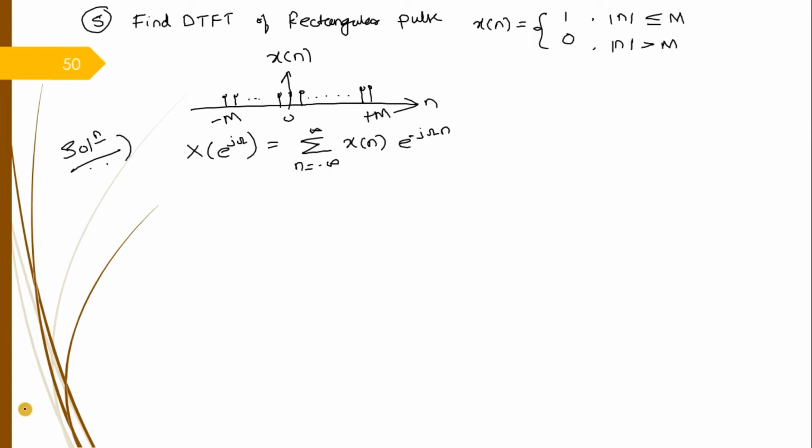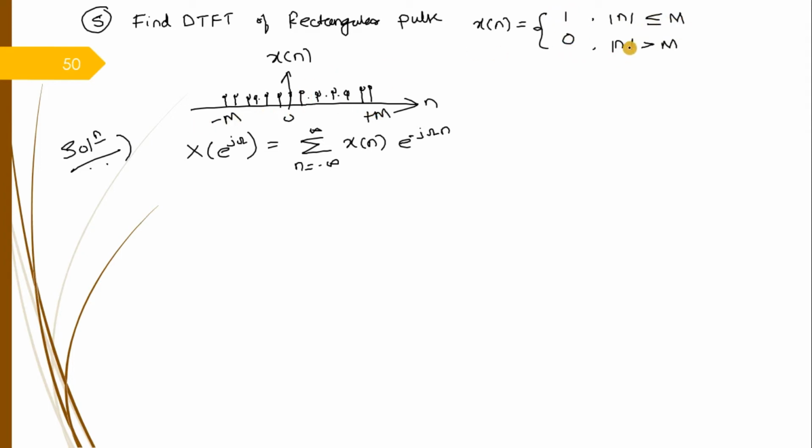Okay. The next problem is the DTFT of a rectangular pulse. The DTFT of the rectangular pulse is also given, and the mathematical model is also given. This is a discrete time signal, hence the waveform looks like this. It is dotted, meaning you have samples everywhere ranging from minus M to plus M, or else we can write it as mod n less than or equal to M. So it is 1.